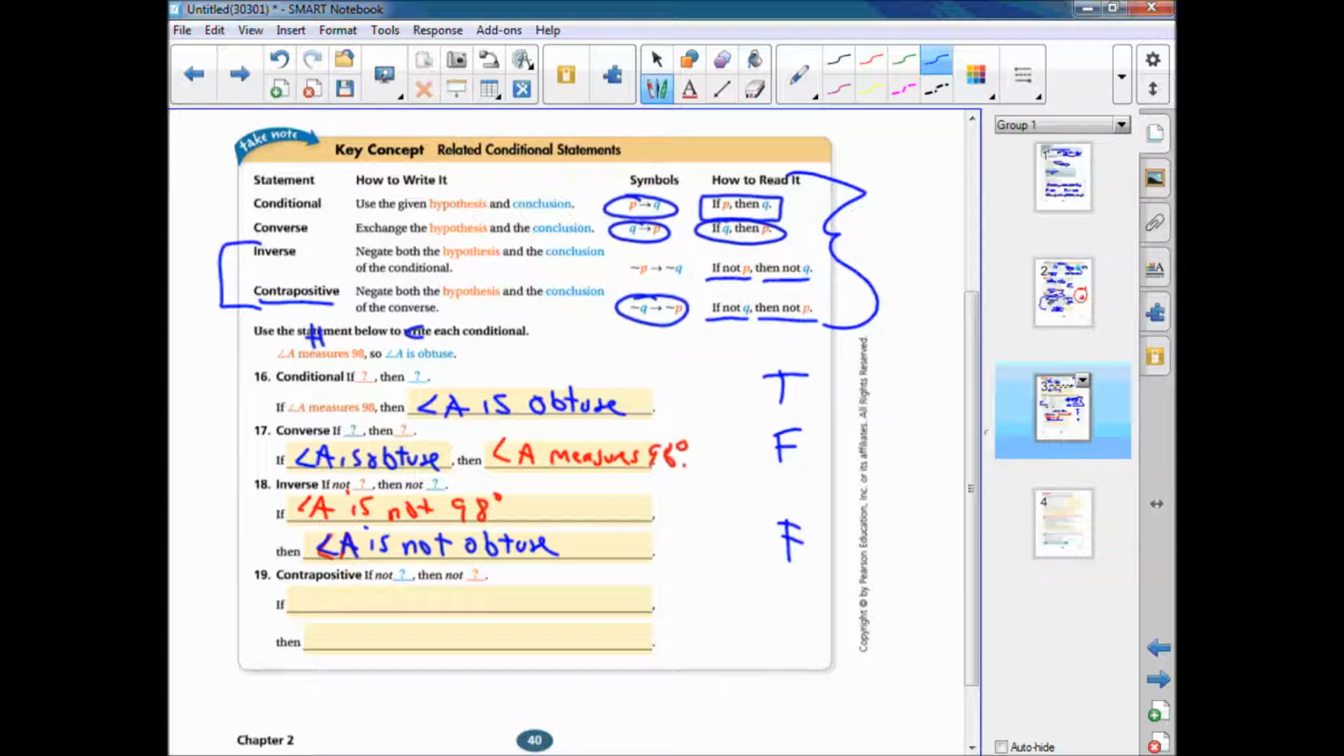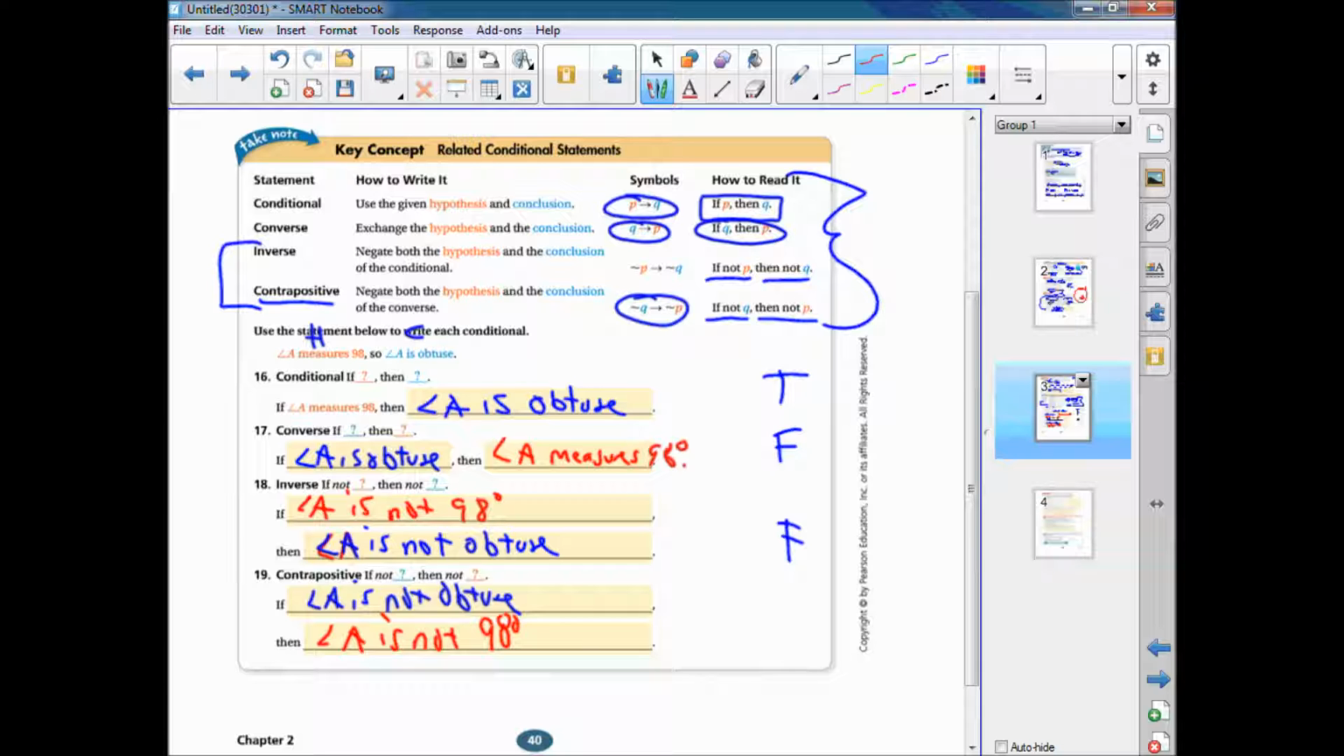All right. Contrapositive. Contrapositive, we want to not only negate them, but we also want to flip them around. So we took our old conclusion, which was it's obtuse, and we're going to change that to the opposite. So angle A is not obtuse. We're going to write that as our hypothesis. And then we're going to take our old hypothesis, make it the conclusion, but also make it not. So angle A is not 98 degrees.